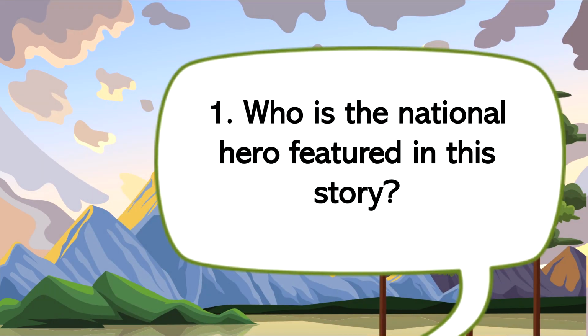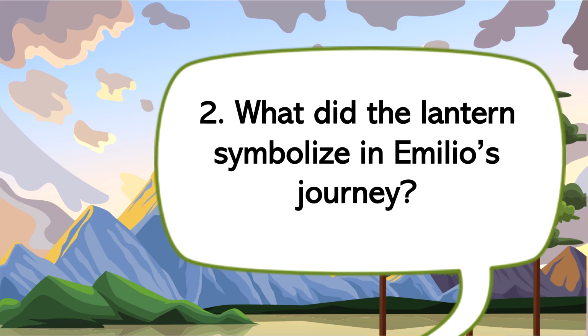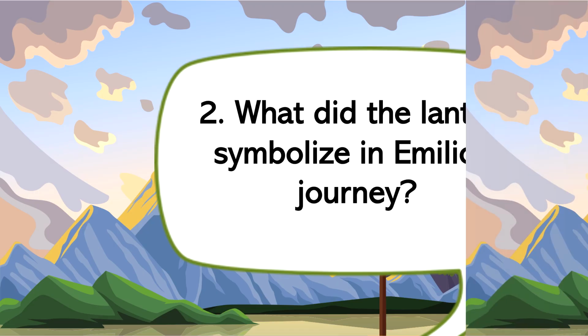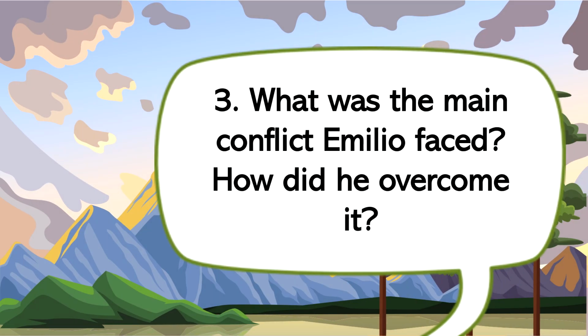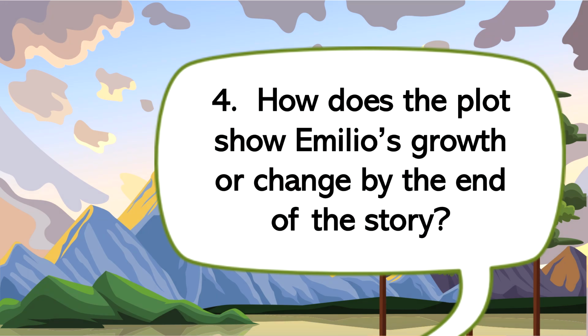Now, who is the national hero featured in this story? The one with the initials AB. It's Andres Bonifacio. What did the lantern symbolize in Emilio's journey? What could that symbolize? What was the main conflict Emilio faced? How did he overcome it? He was looking for a decoration. Or how does the plot show Emilio's growth or change by the end of the story?